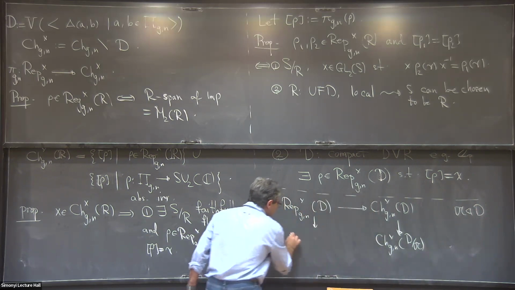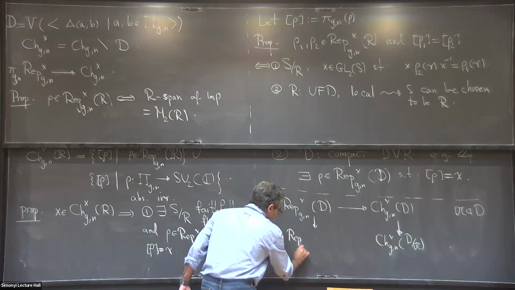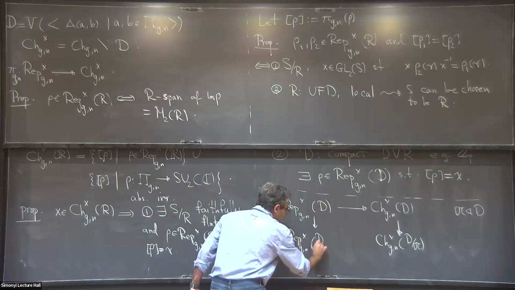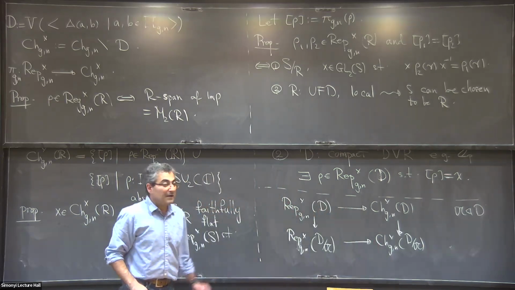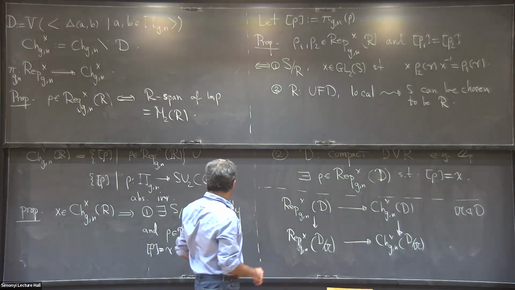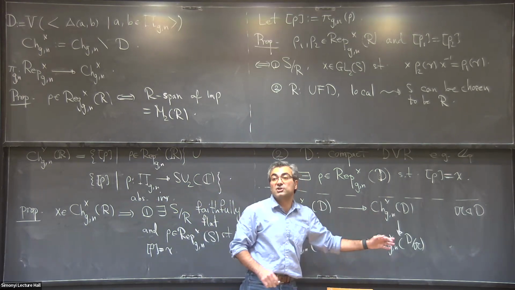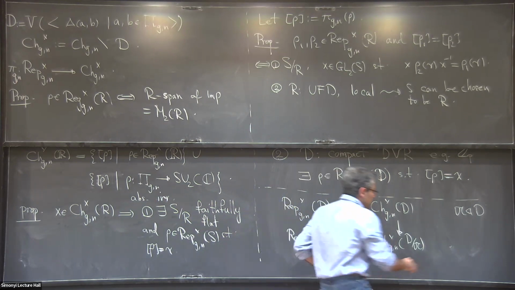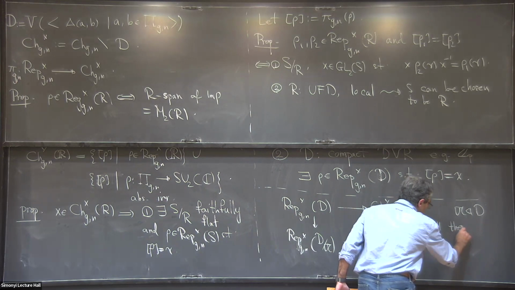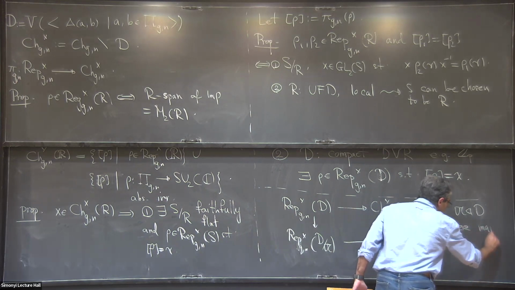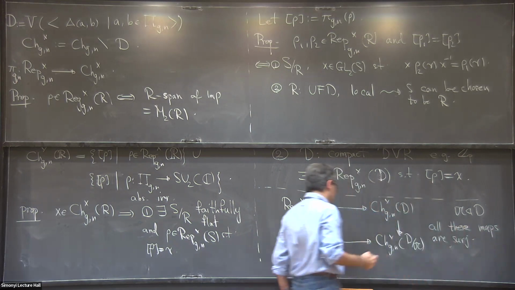And I can do the same by modding out the representation that I have, and then look at the traces. And this statement over here allows me to show that all these maps are surjective, assuming that these are compact DVR. So all these maps are surjective. So again, let's try to think about it.